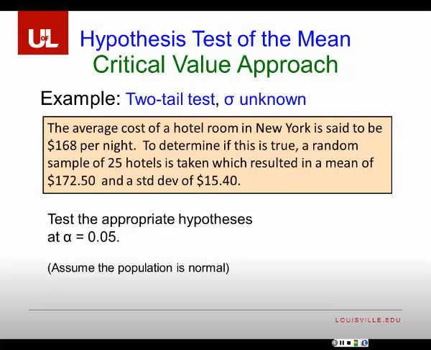First, what is the claim here? What is the null hypothesis? The average cost for a hotel room is $168 a night. That's right. That is the claim. That's our null hypothesis. What is the sample mean here? 172.50, yes. And then our sample standard deviation is 15.40. All right. These are statistics.